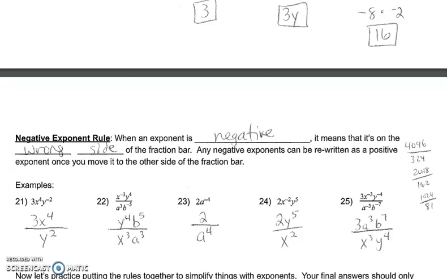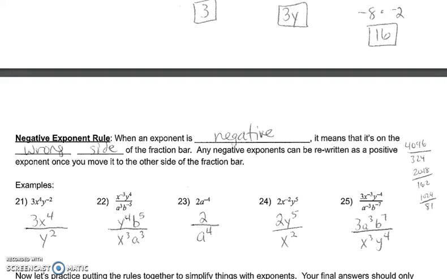Okay? Number 22. The x to the negative third. It's negative and it's on the top. It needs to go to the bottom. Y to the fourth stays on the top. It's fine. A to the third stays on the bottom. It's fine. B to the negative fifth is not allowed to be negative. It's currently negative and it's on the bottom, so it goes to the top. When it goes to the top, it becomes positive. So y to the fourth, b to the fifth, over x to the third, a to the third.